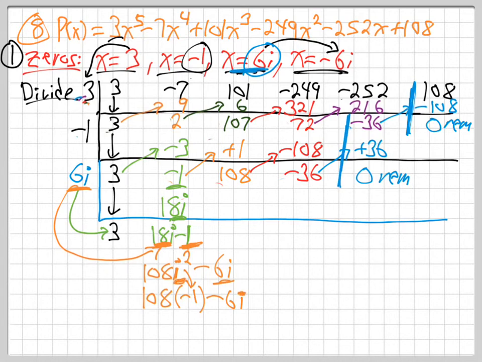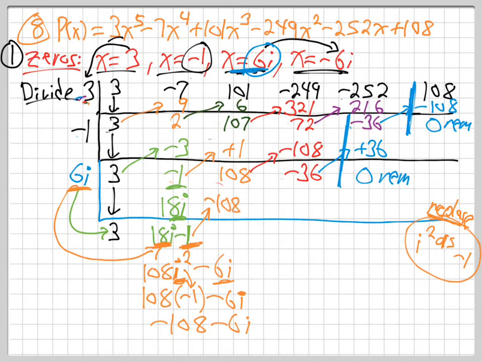We don't leave i squareds hanging around. i squared is negative 1. So whenever we see i squared, let me write it somewhere over here. i squared is negative 1. We always replace i squared as negative 1 because it is negative 1. We never leave i squared hanging around. So this becomes negative 108 minus 6i. That's what goes right here. Negative 108 minus 6i. And then we add this with this, and you see how the 108s cancel, and you just get minus 6i.